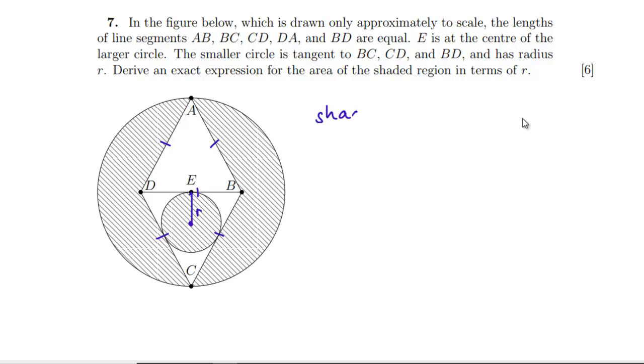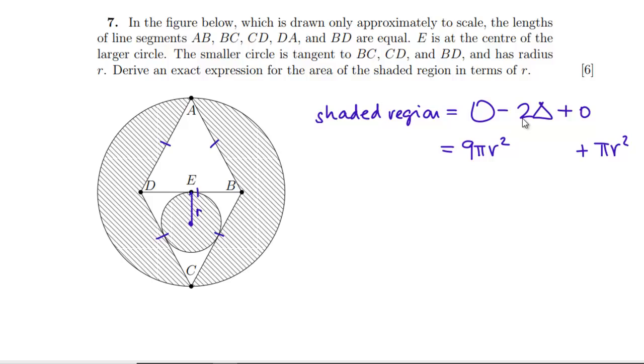Okay, so shaded region is going to be, so how are we putting this together? We need the big circle minus the 2 triangles plus the little circle. So we know that the radius of the big circle then must be 3r. We've done this so many times. So that is going to be 9 pi r squared. We got a pi r squared at the end. So I'll come back to that bit at the end with a 3r thing, just in case you haven't watched the previous videos.